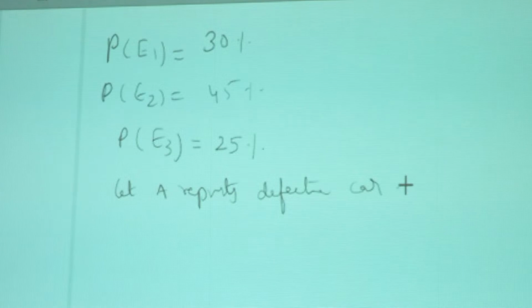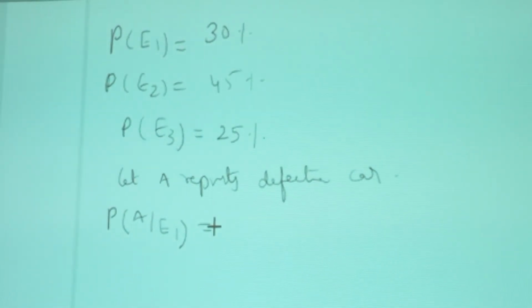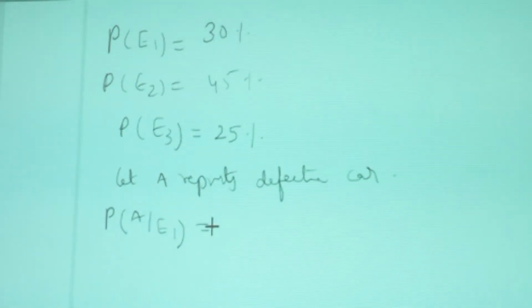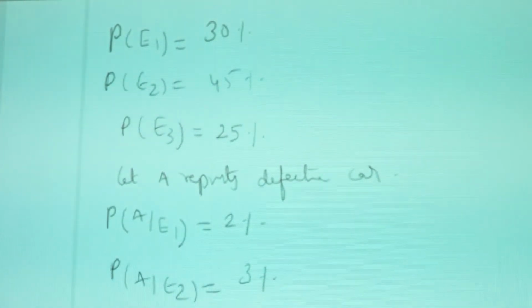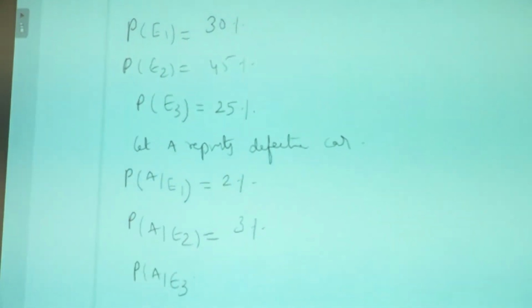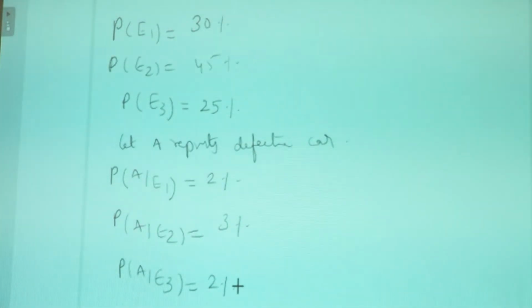Then P of A by E1, the defective car produced by company B1. What is the chance? 2%. Then P of A by E2, 3%. P of A by E3 is also 2%. Then see what is asked: what is the chance that the car is defective?